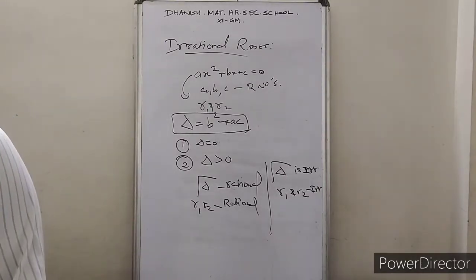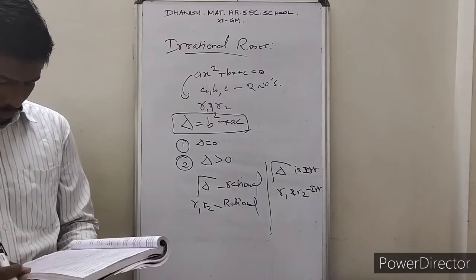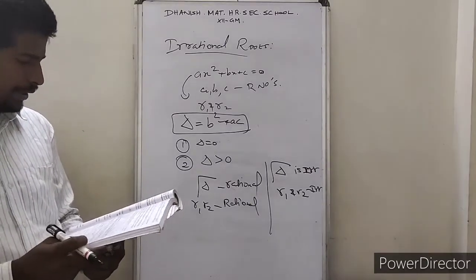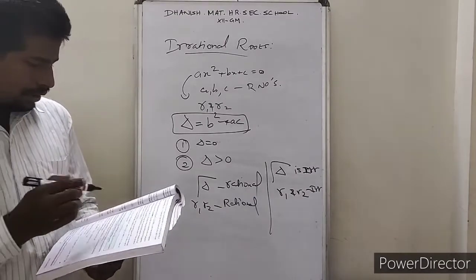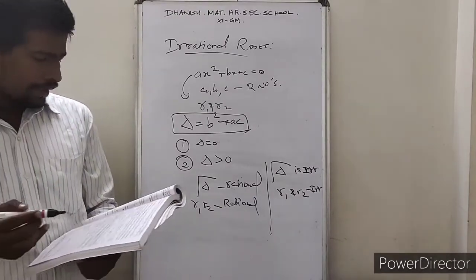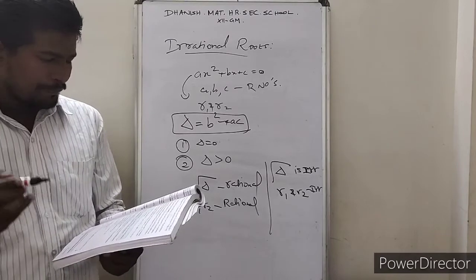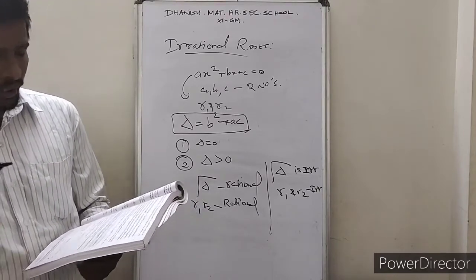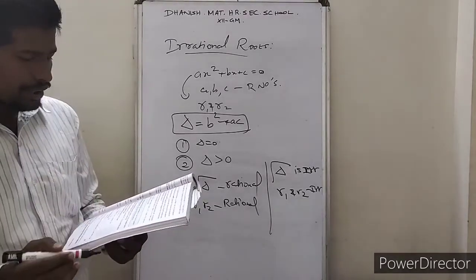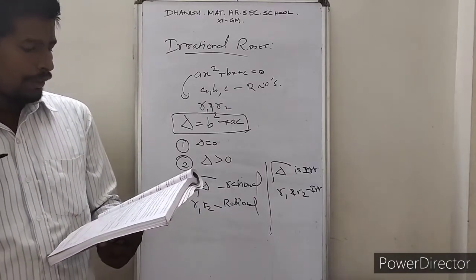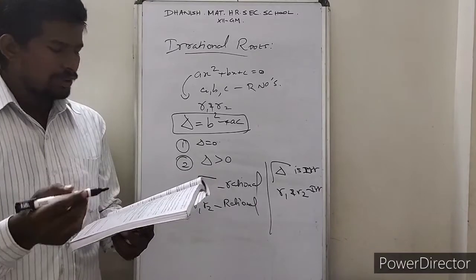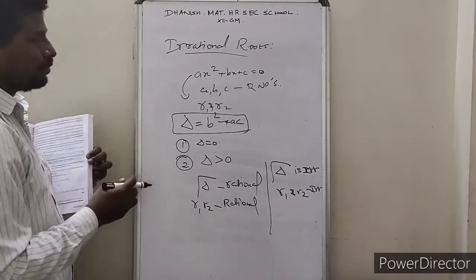Look at the book, page number 109. There is one theorem. We will see the statement alone. We will see the proof later. If p and q are rational numbers such that root q is irrational, if p plus root q is a root of a quadratic equation with real, rational coefficients, then p minus root q is also a root of the same equation.